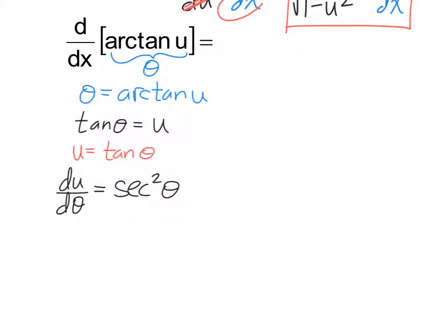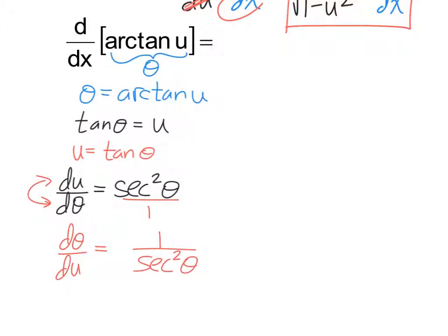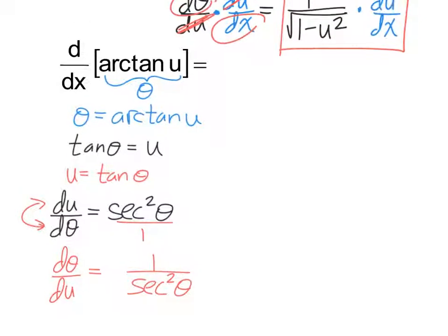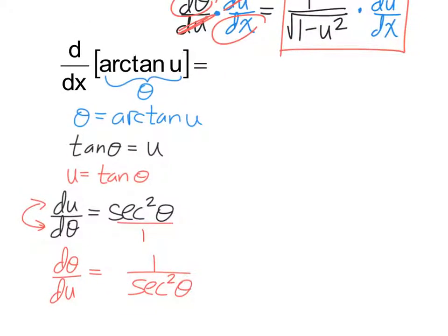All right. So I'm going to do a reciprocal here to get me a d theta du. And I'm going to do a reciprocal here. Now, if you want, do it the opposite of the way I did before, which is to say, okay, well, I know the reciprocal of secant squared is cosine squared. Or you could just write 1 over secant squared.